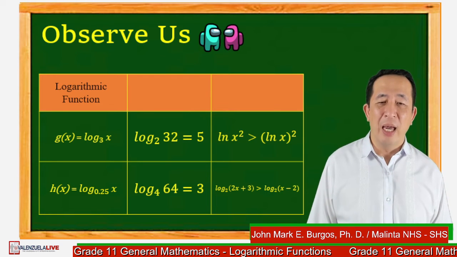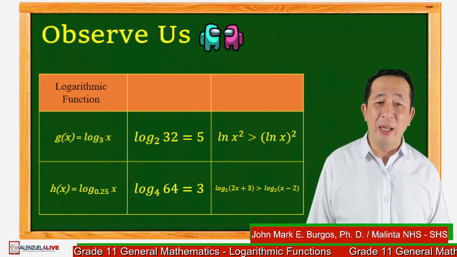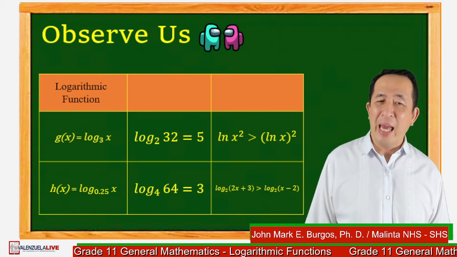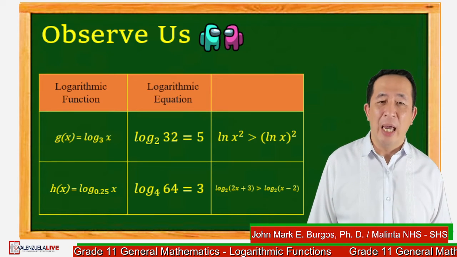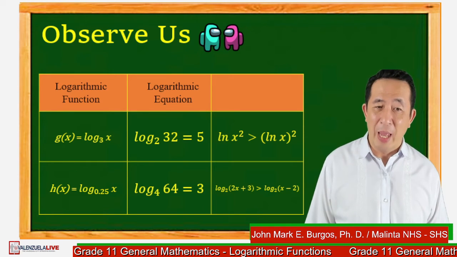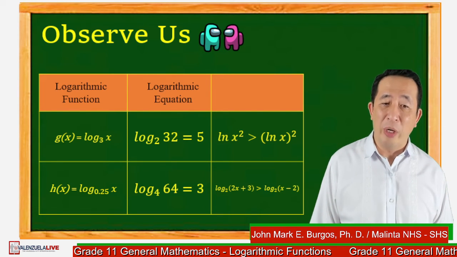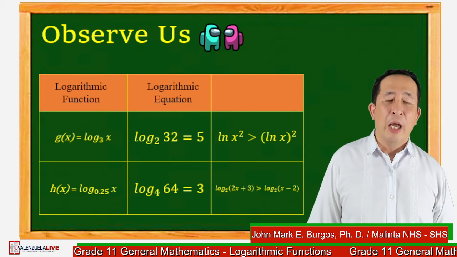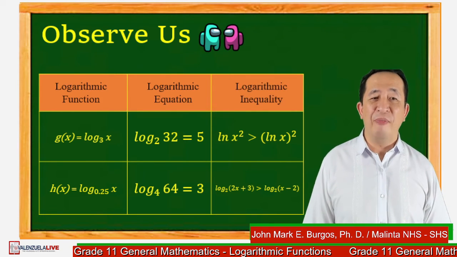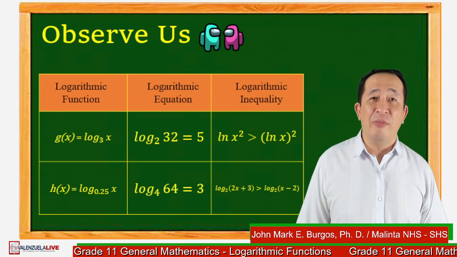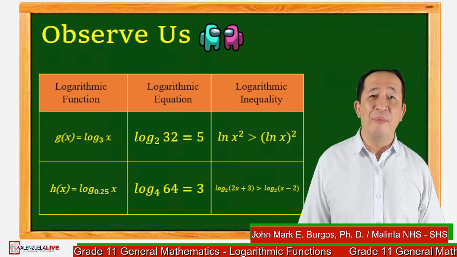Another example is h of x is equal to logarithm of x with base 25 hundredths. One example of a logarithmic equation is logarithm of 32 with base 2, which is equal to 5. Another example of a logarithmic equation is logarithm of 64 with base 4 is equal to 3. To give you an example of a logarithmic inequality, the first one is the natural logarithm of x raised to the power 2 is greater than the square of the natural logarithm of x.